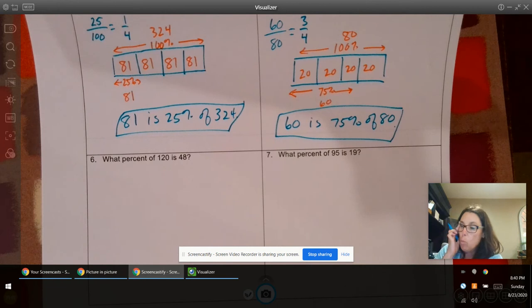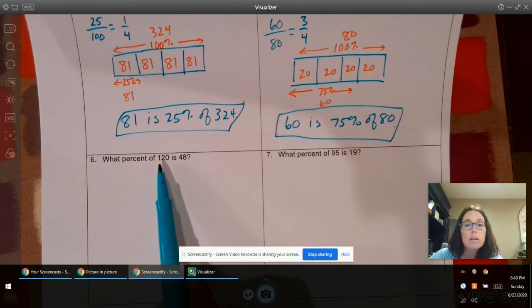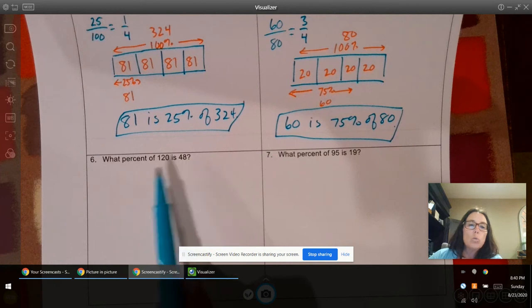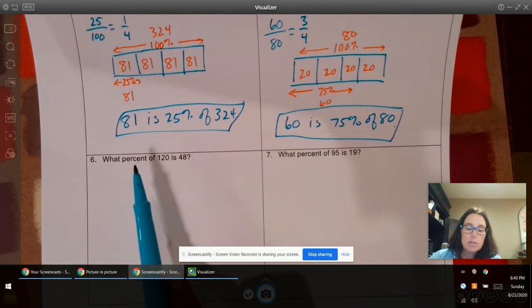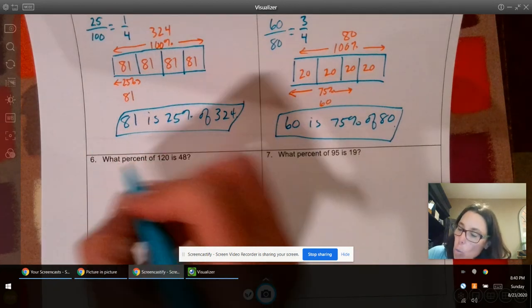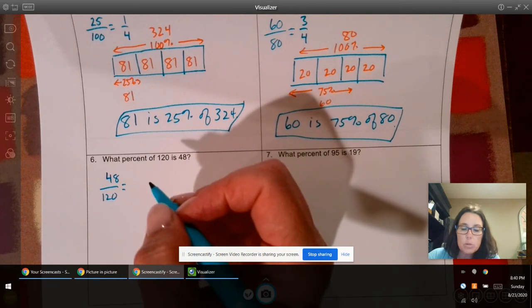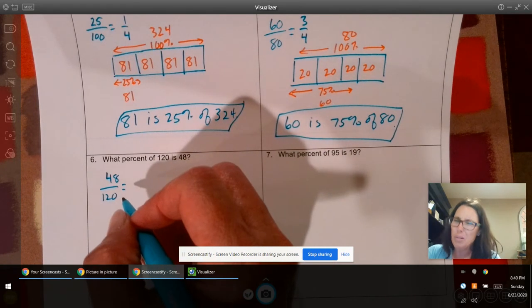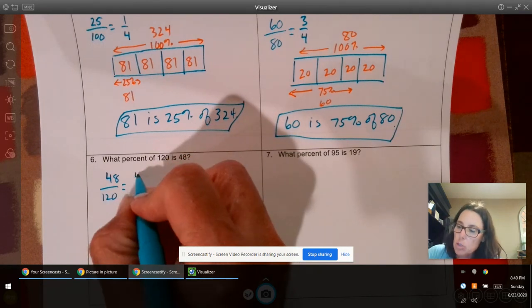What percent of 120 is 48? Again, you've got to think about the meaning behind this problem. We have a whole, 120. We have a part, 48. We're asked for the percent. When we're not given a percent, you must start with the part over the whole to see what that reduces to. I can see that 12 goes into both of these. Probably something bigger, but it's not super obvious. So I'm just going to start by reducing it by 12.